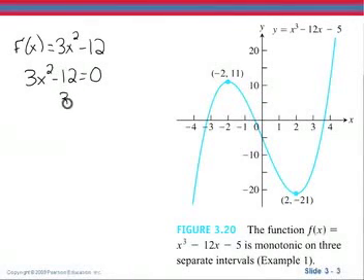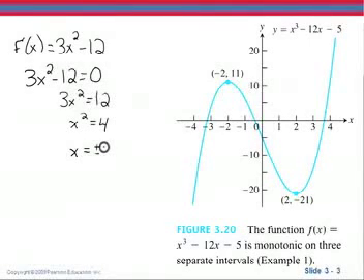Okay, so I can add my 12 to both sides. 3x squared is 12. Divide both sides by 3, x squared is 4. And when we take the square root of both sides, remember we have to include plus or minus, and the square root of 4 is positive 2 or negative 2. So we can see at negative 2 and at positive 2, both of those places, our slope is 0.